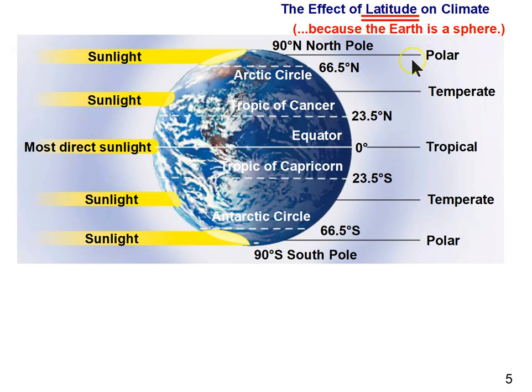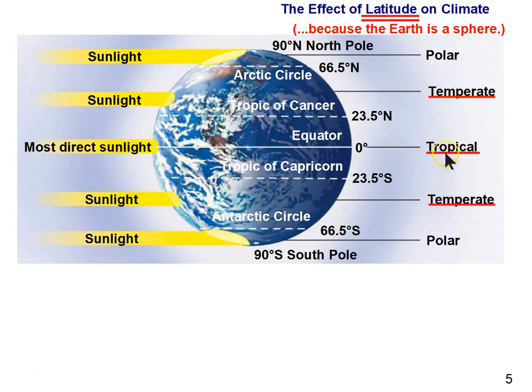Because the Earth is a sphere, you can kind of think of this as maybe a protractor, right? If you lay a protractor on the globe here in this diagram, these degrees represent latitude, degrees of latitude. And you know that it's hot at the equator and it's cold at the poles. But why?